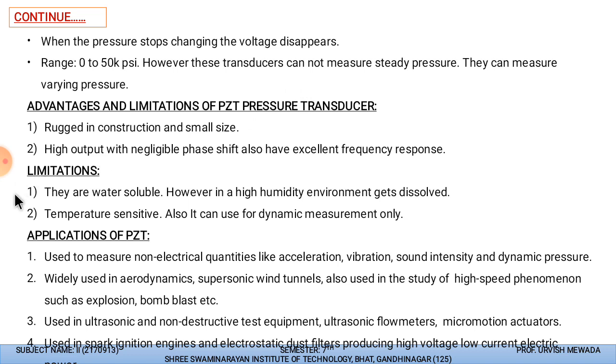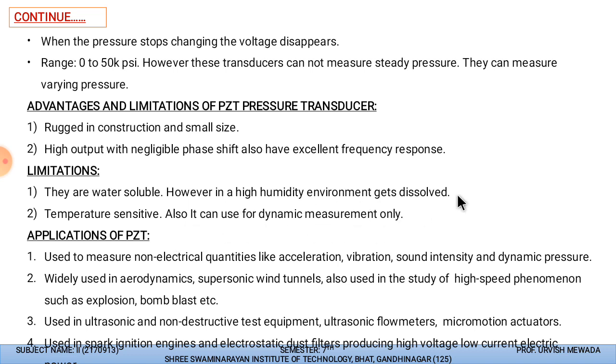Now let us discuss the limitations of this gauge. They are water soluble, and in a high humidity environment they get dissolved. So whenever such crystals come in contact with water, the properties of the crystal will deteriorate. So we need to protect the crystal from water and moisture to get an adequate output from the device. It is also temperature sensitive.